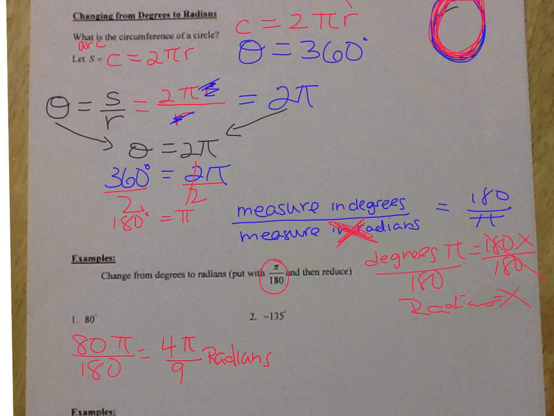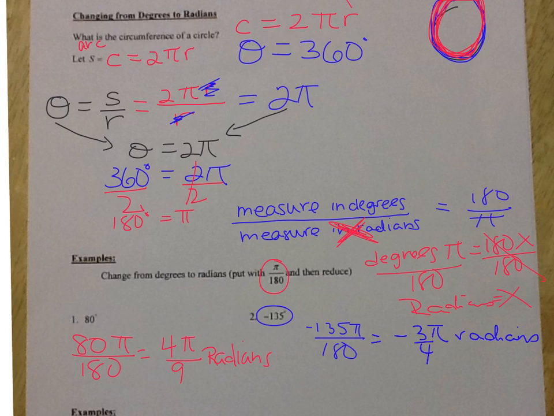All right, let's do negative 135 degrees. So I take a negative 135. I put it with pi over 180. And now I'm going to plug in negative 135 divided by 180. Reduce it in your calculator. And you get negative 3/4. So it's negative 3/4 pi, and this is radians.